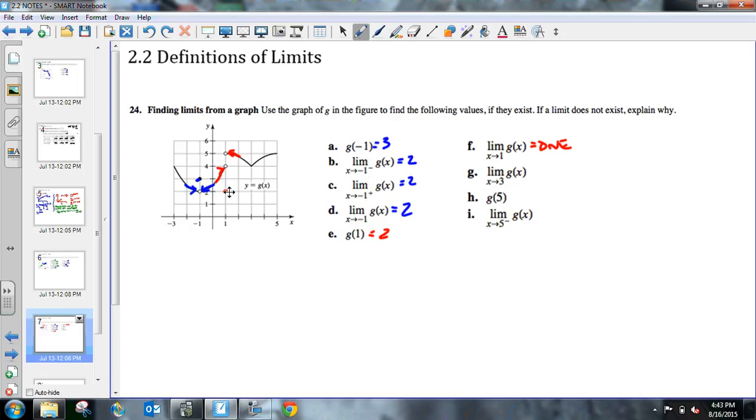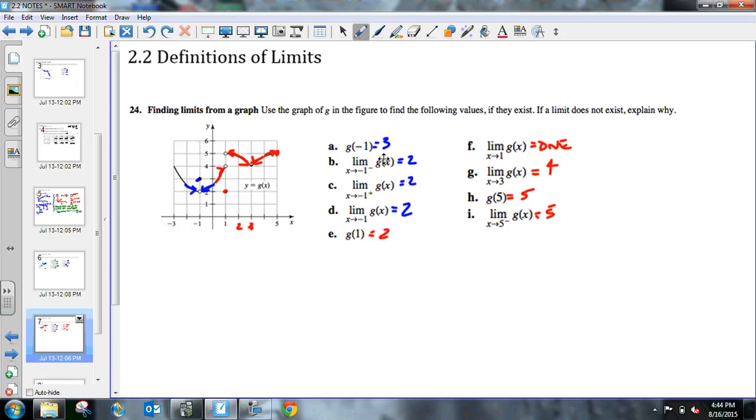Okay. All right, let's take a look at 3. So 1, 2, 3. Here's 3. If we approach from the left side, I'm approaching 4. As I approach from the right side, I'm approaching 4. So this is equal to 4. Okay, what's g of 5? G of 5 is 5. That's the point on the graph. As we approach 5 from the left, what are we approaching? We're approaching 5.